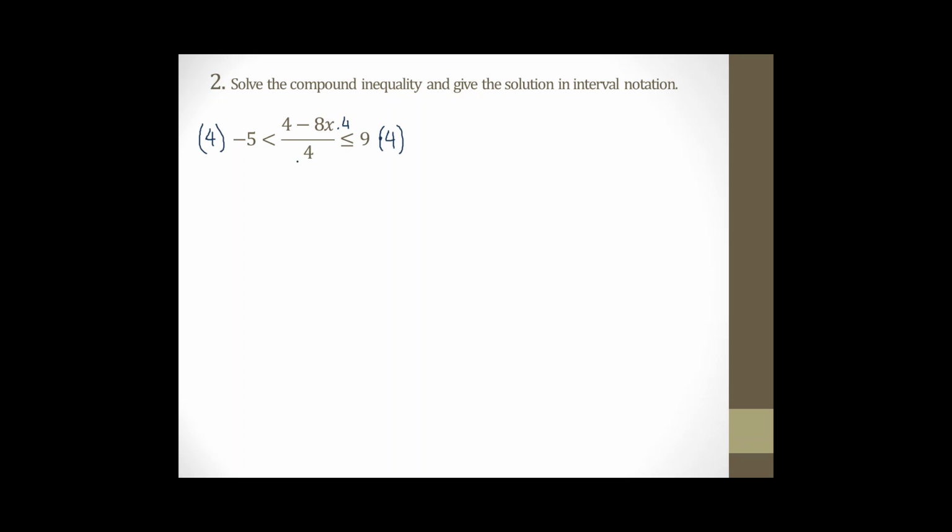Okay, so as I said, in the middle it will cancel out and we are left with 4 minus 8x. And then on the left side we have to multiply 4 times negative 5, which is negative 20. And on the right side, 9 times 4 is 36, so less than or equal to 36.